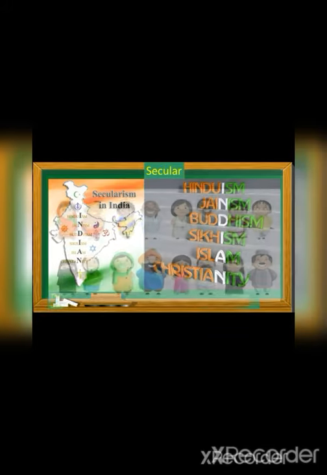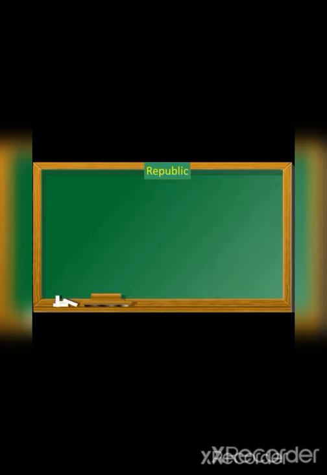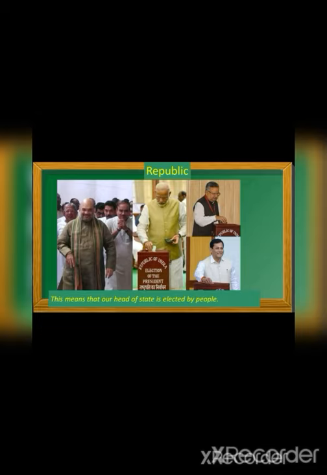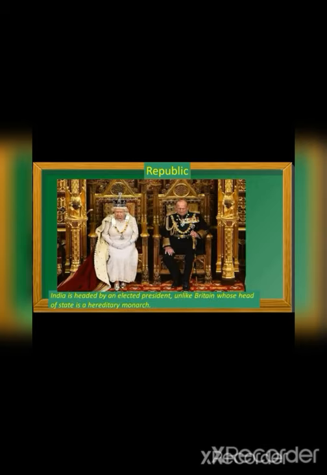Secular. This means that all people in the country would be free to follow whatever religion they want. This is the principle of secularism. Republic. This means that our head of state is elected by the people. India is headed by an elected president, unlike Britain whose head of state is a hereditary monarch.